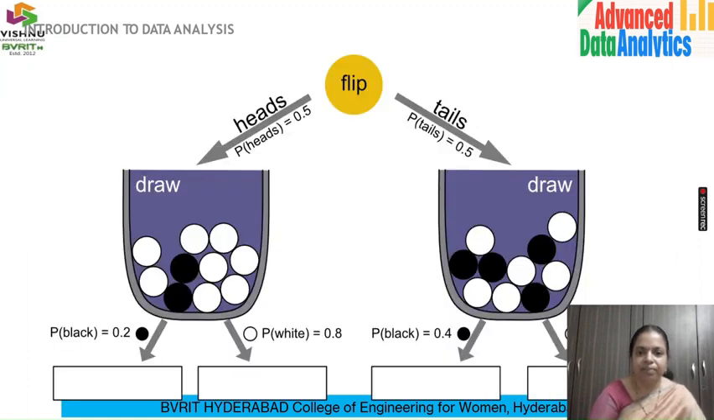For example, there is one method called flip and draw. Say I have a coin and I am flipping it, and whenever I flip it I can get heads, or I can have a chance of getting tails. Say the chance of heads is 0.5, a 50% chance to get heads, and there is also a 50% chance to get tails.